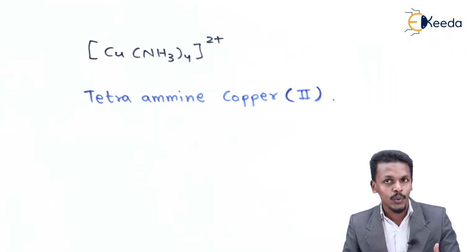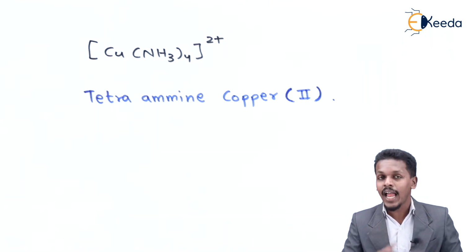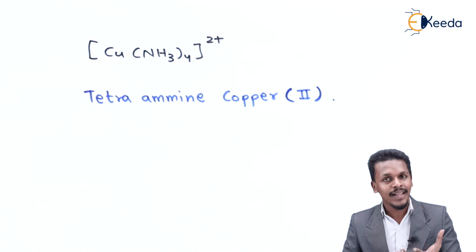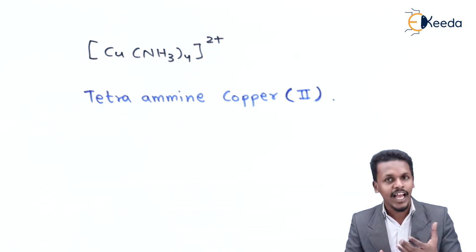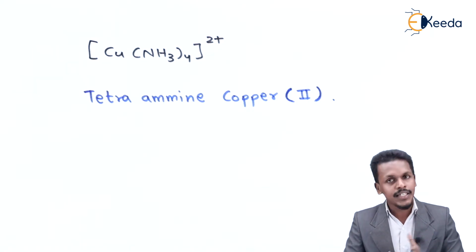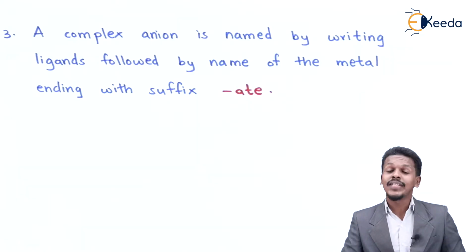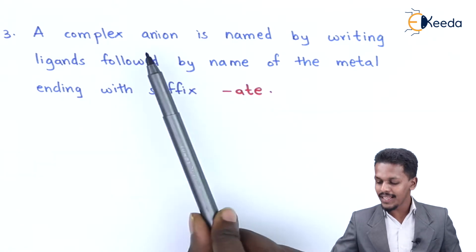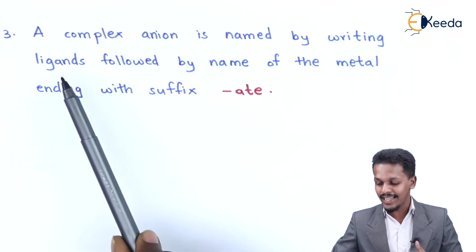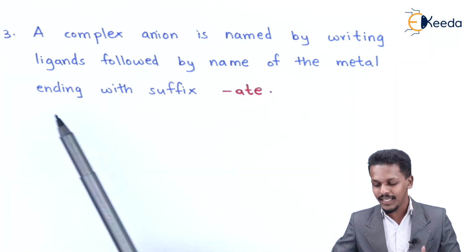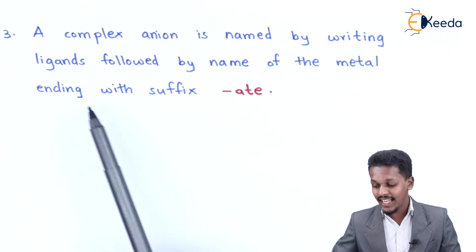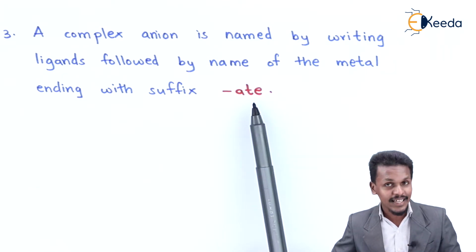I am just following the rules, and at the end of this lecture I am going to provide certain complexes for which we have to provide the IUPAC nomenclature. So these are the certain rules that I am going through, and now let me discuss the next one. Talking about the next rule, a complex anion is named by writing the ligand followed by the name of the metal, but ending with the suffix -ate.